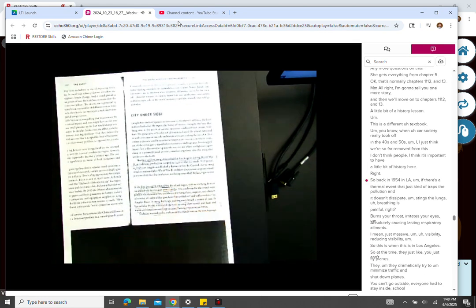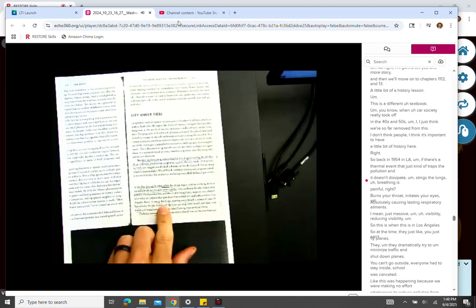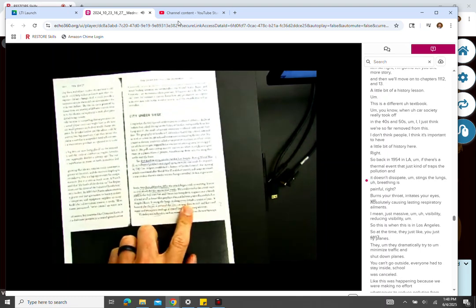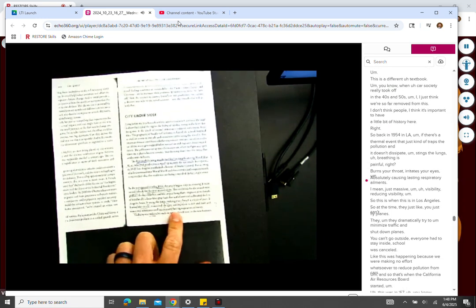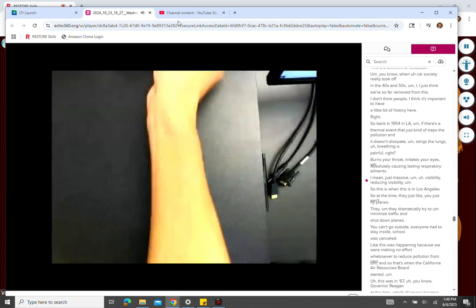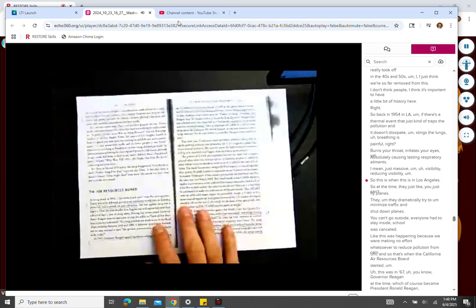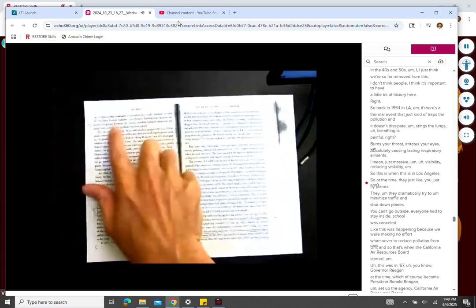All right, so back in 1954 in LA, there was a thermal event that trapped the pollution, and it didn't dissipate. It stung the lungs, breathing was painful, it burned your throat, irritated your eyes, and caused lasting respiratory ailments. It was just massive, reducing visibility. This was in Los Angeles. At the time, you just couldn't fly planes. They dramatically tried to minimize traffic and shut down planes. You couldn't go outside. Everyone had to stay inside. School was canceled. This was happening because we were making no effort whatsoever to reduce pollution from cars.